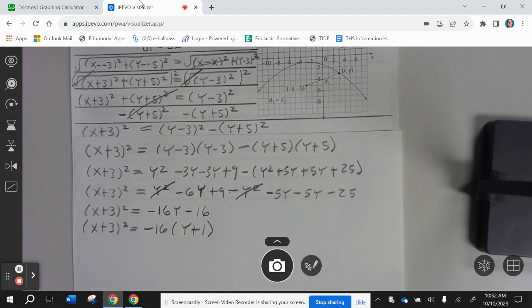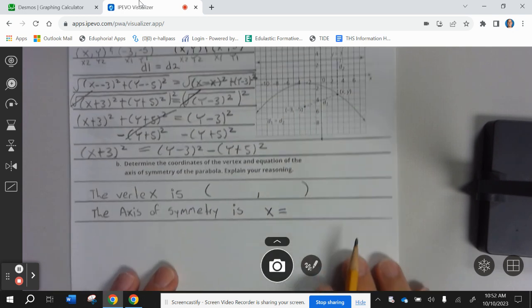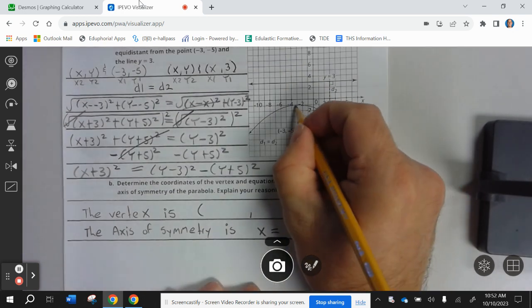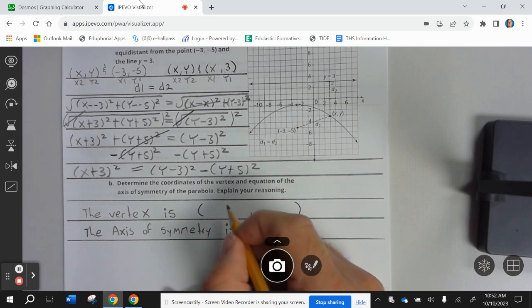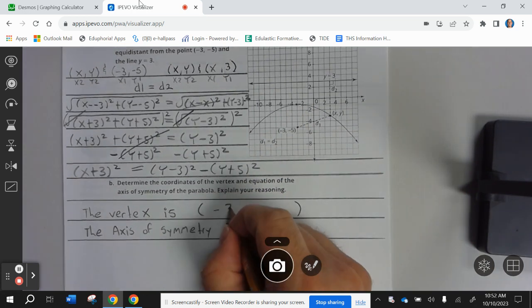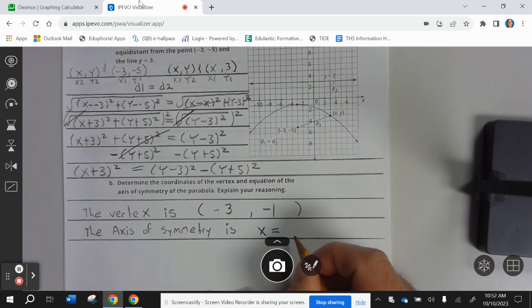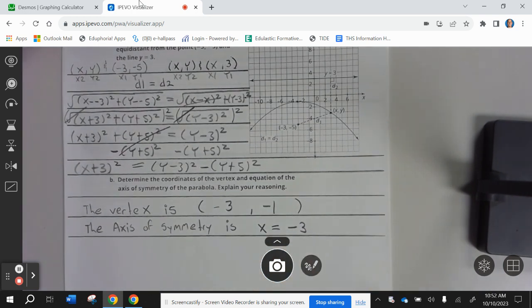All right, go ahead and finish writing that up. So the vertex, which we can just look at the graph, which is right here, is (negative 3, negative 1). So the axis of symmetry is x equals negative 3. All right, let's take a look at the next page.